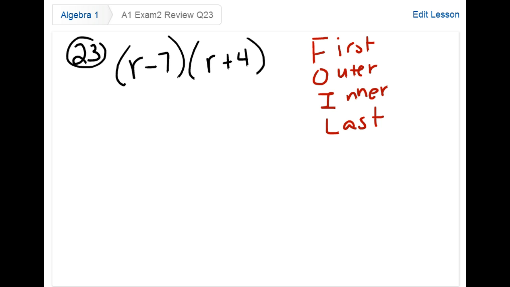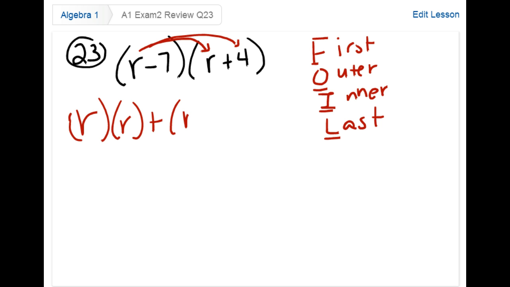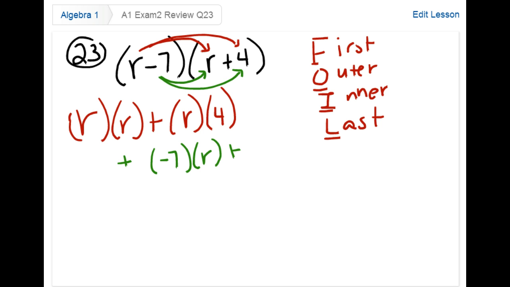Question 23. Find the product of r minus 7 times r plus 4. We're going to use the FOIL method. Remember, FOIL stands for first, outer, inner, last. So the first term, we're going to distribute it. So r times r plus r times positive 4. Now we'll do the last term. Plus negative 7 times r plus negative 7 times 4.